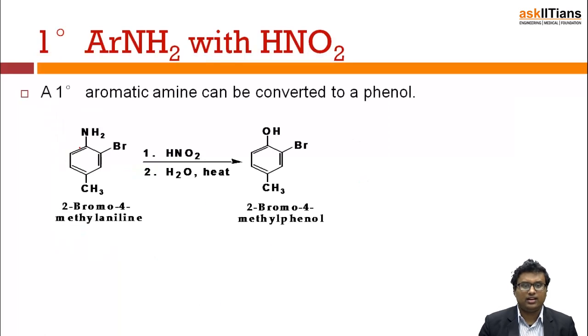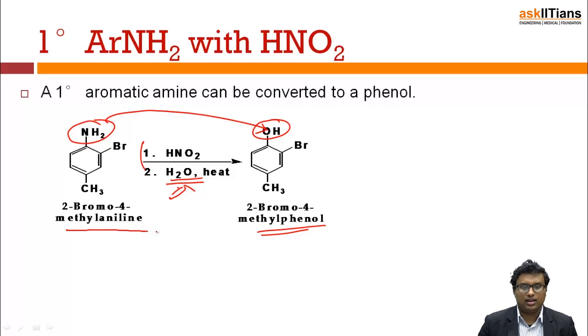So if you have a primary aromatic amine in the presence of HNO2, as I already told, this is converted into an alcohol, because after the carbocation is formed, as I already told you, and hydrolysis, that forms an alcohol. So 2-bromo-4-methylaniline gives 2-bromo-4-methylphenol.